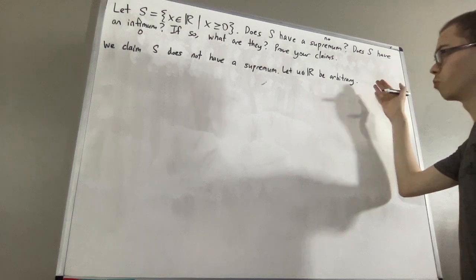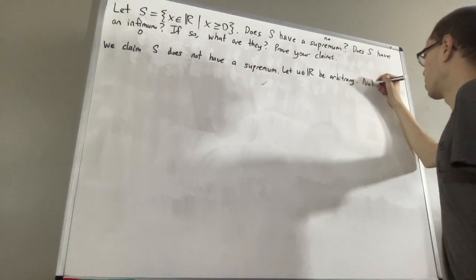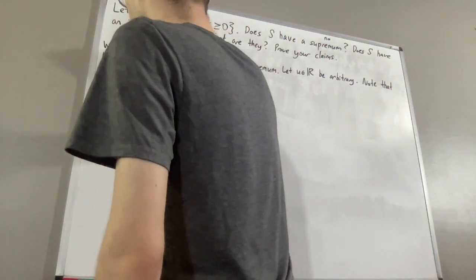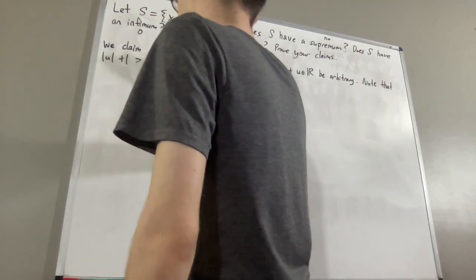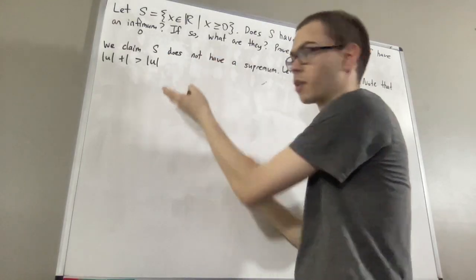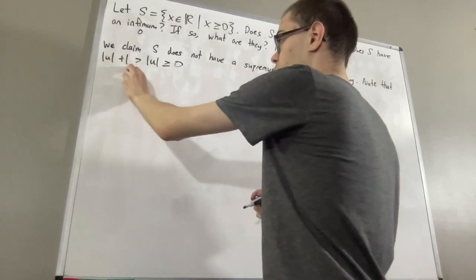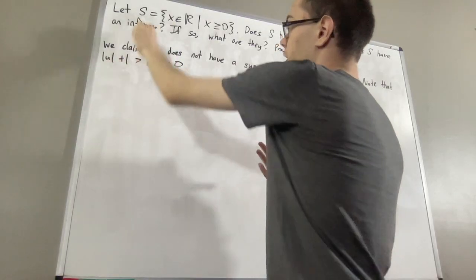First of all, we should show the absolute value of U plus 1 is an element of S. So I'm going to say, note that the absolute value of U plus 1 is greater than the absolute value of U. And the absolute value of any real number is greater than or equal to 0. So this shows the absolute value of U plus 1 is greater than or equal to 0. So the absolute value of U plus 1 is an element of S.